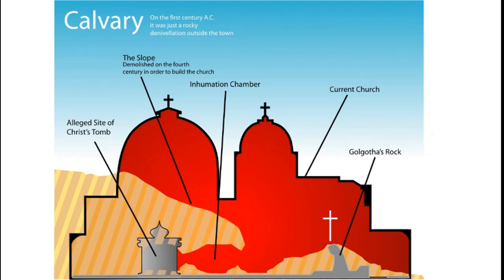Here's the history of the Holy Sepulchre. See the orange stripes? That's the original ground. The peak, the rock, that's Golgotha, where the crucifixion would have happened. And then down that rocky hill would have been down to where the tomb was, and all this was rock. But in order to build the church, they had to destroy the rock around the holy places. They didn't touch the place of the rock where Jesus was crucified. They didn't touch the tomb itself, but they leveled out everything around it in order to build the church, in order to protect those spots.